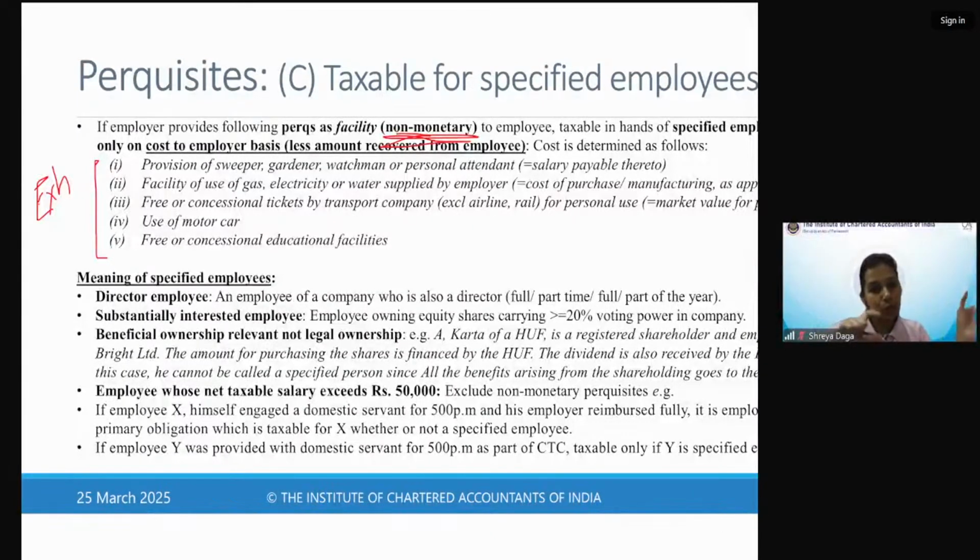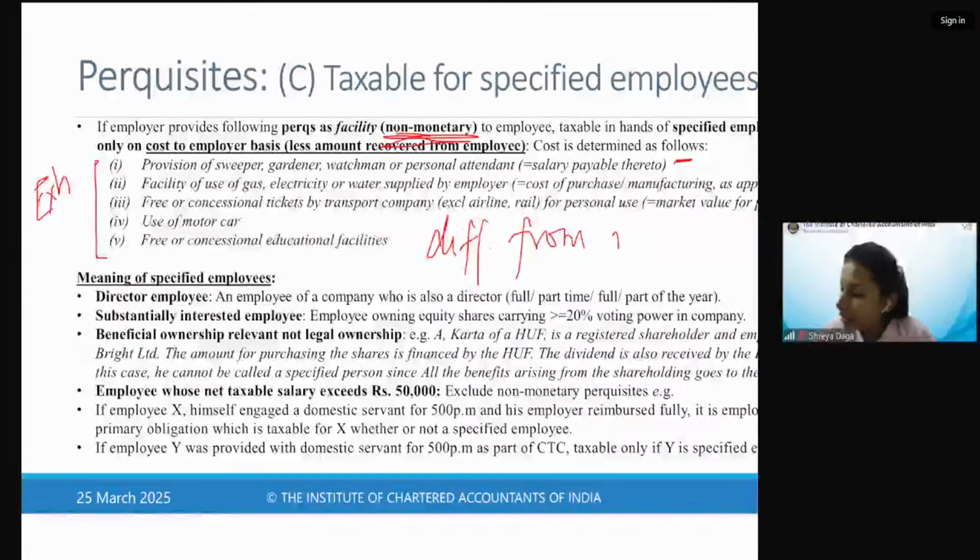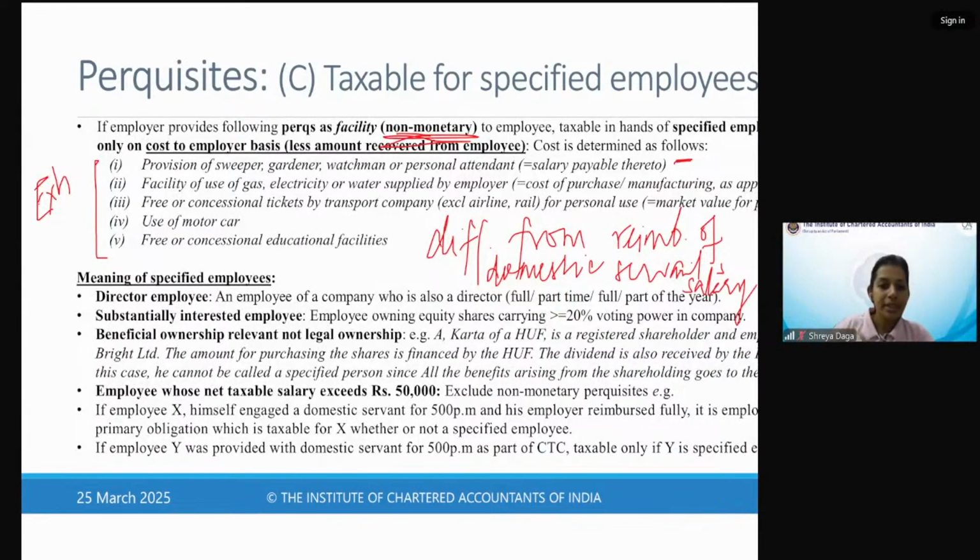Okay, ये जो होता है ना, ये उससे अलग है. There is a difference in taxability of reimbursement of servant salary and provision of a domestic servant by employer. Please write here, इसके पास में पॉइंट नंबर 1 के पास में, डिफरेंट फ्रॉम रीइंबर्समेंट ऑफ डोमेस्टिक सर्वेंट सैलरी. ठीक है, दिस इज डिफरेंट फ्रॉम रीइंबर्समेंट ऑफ डोमेस्टिक सर्वेंट सैलरी.